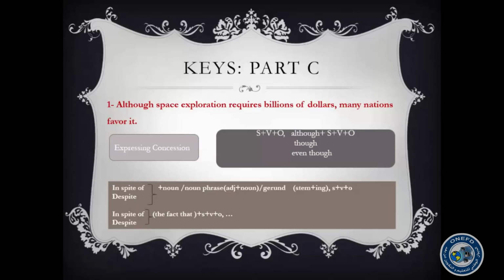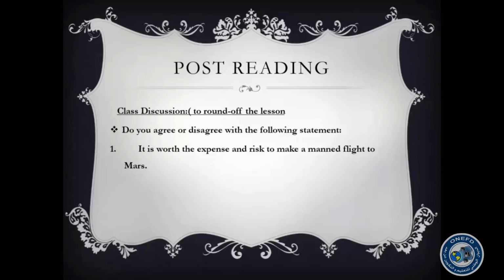So let's move on to the next step. So the next step is post-reading. In post-reading, you have a class discussion type of task. In this task, you are going to set yourselves into small groups. The groups may be of 2 persons, 3 persons, whoever is with you. You have a statement: it is worth the expense and risk to make a manned flight to Mars. What you're going to do with this statement is either agree or disagree with it. Are you saying that it's worth the expense and risk to make a manned flight to Mars, or are you not? Okay?